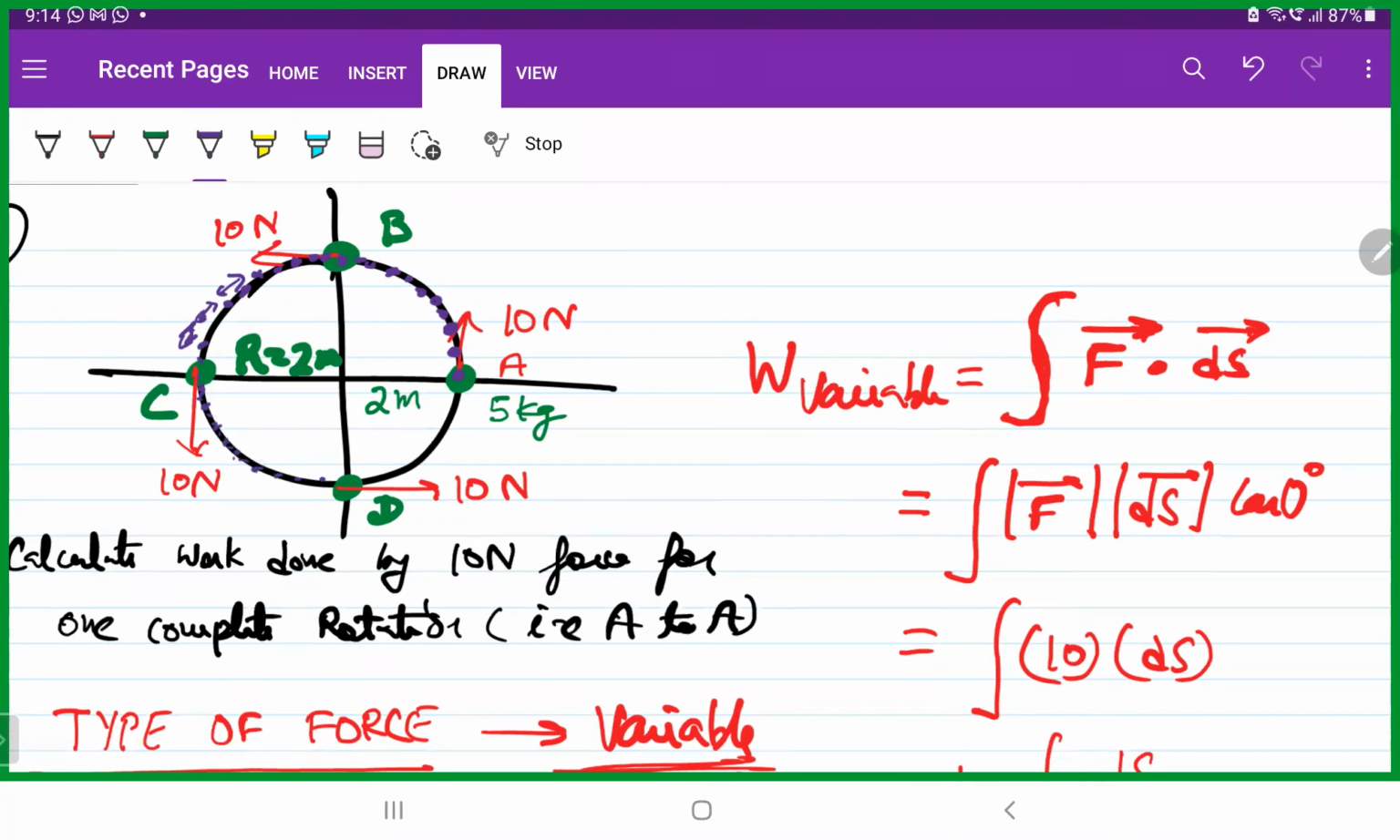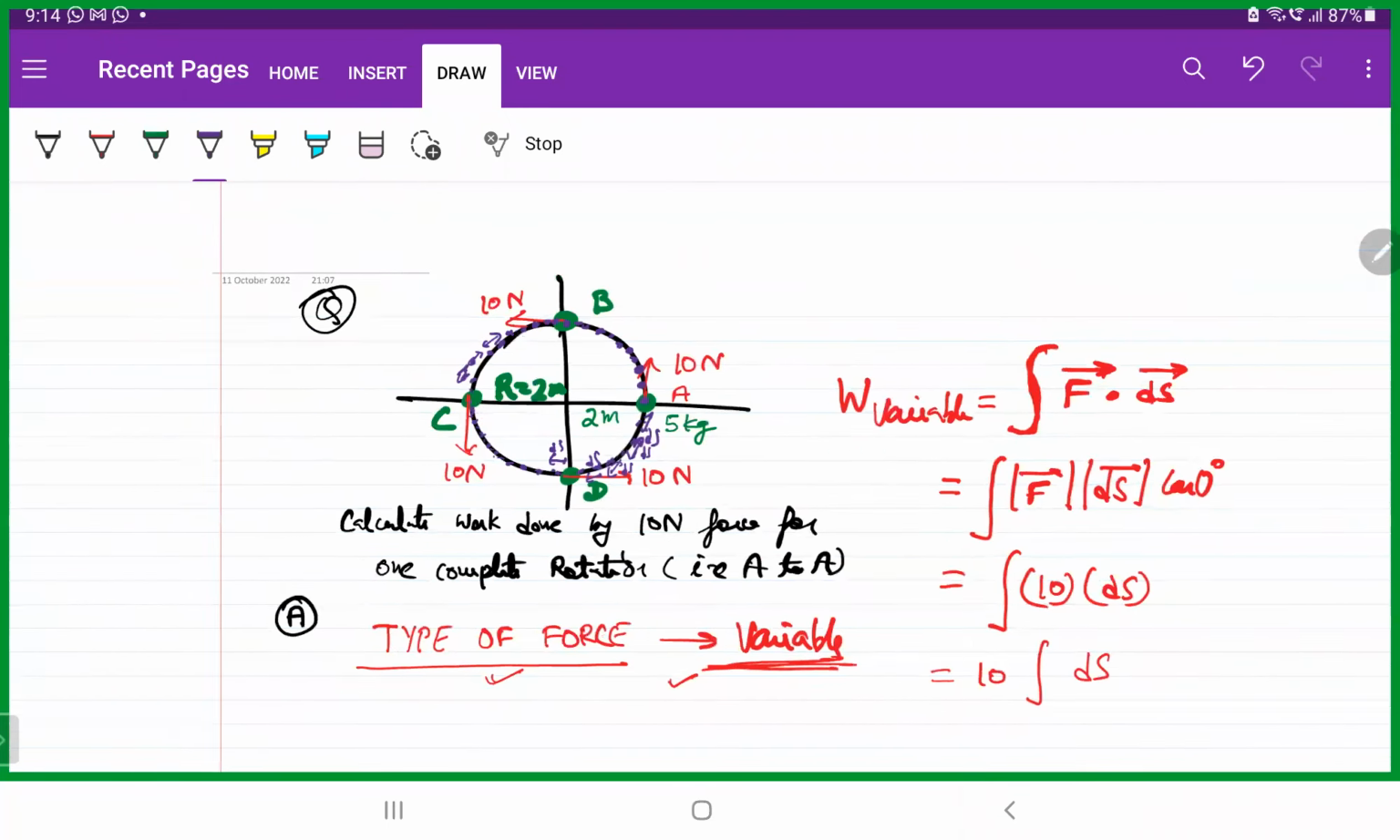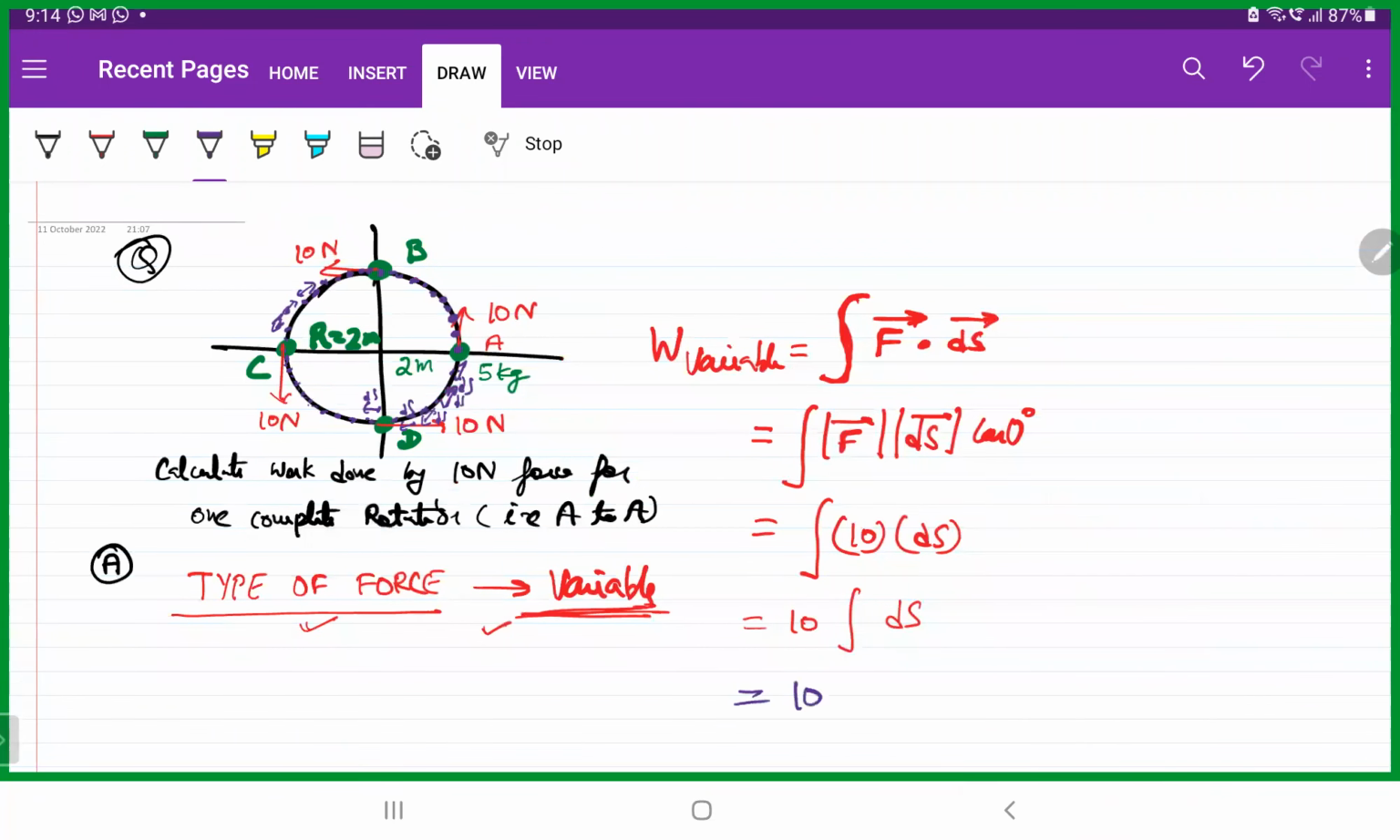So if you add all the ds from one point to another point, we are adding this ds, this ds, this ds, every ds. What will be the sum of all these ds? How much will this quantity be? Can we say this overall quantity will be 2 pi r, the full perimeter or circumference? So what will the answer be here? The answer will be 20 pi into the radius 2. The answer will be 40 pi joules.